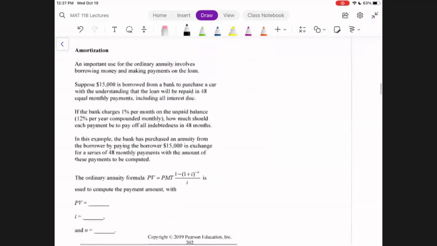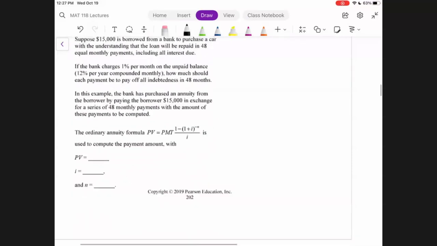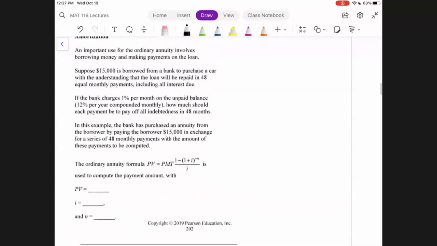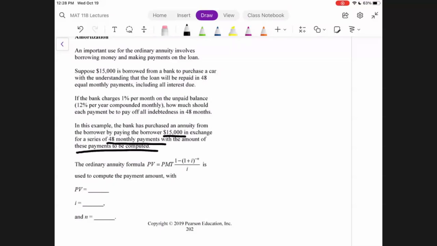Okay. So this one talks about amortization. One thing to note is that there are a few things here. For instance, in this example, you borrow this much in exchange for a series of 48 payments, with the amount of these payments to be computed. This says 48 equal months, so in this case, N would be 48. This says it's 1% per month, or 12% compounded monthly. So if it says 1% per month, that is your I.